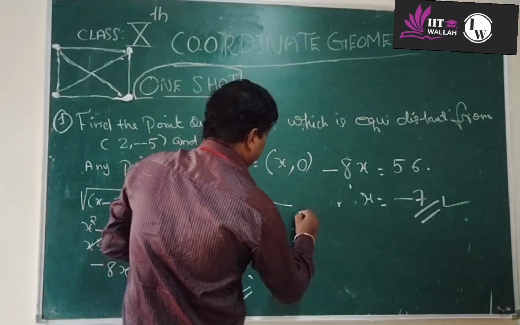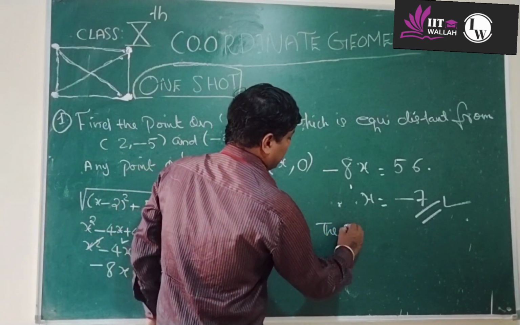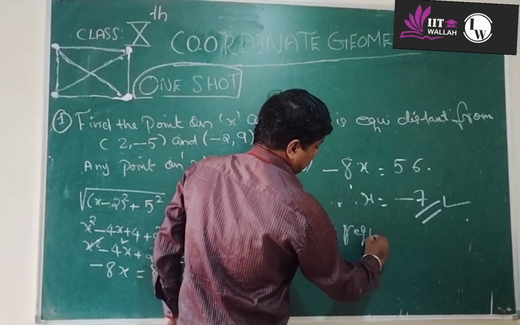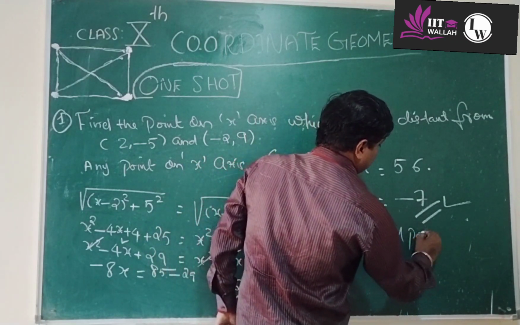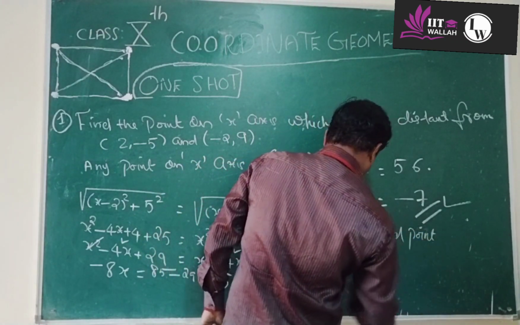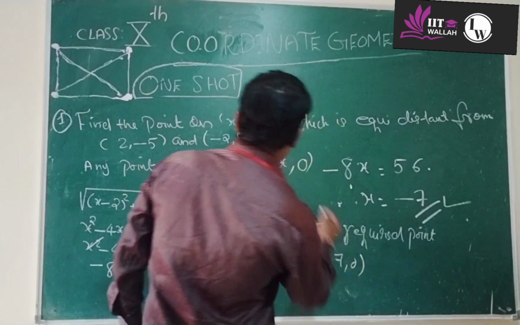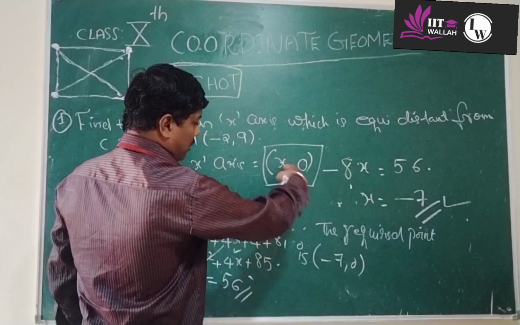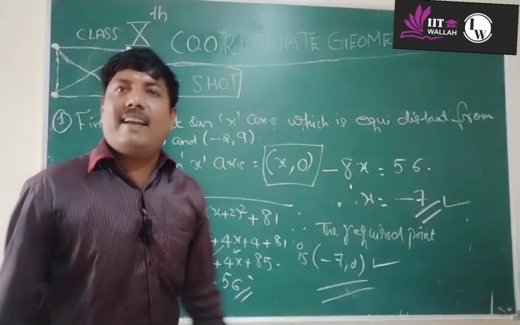Therefore, the required point is minus 7, 0. Because the point is x, 0, and x we got minus 7. So minus 7, 0 is our answer. Okay? How nice it is.